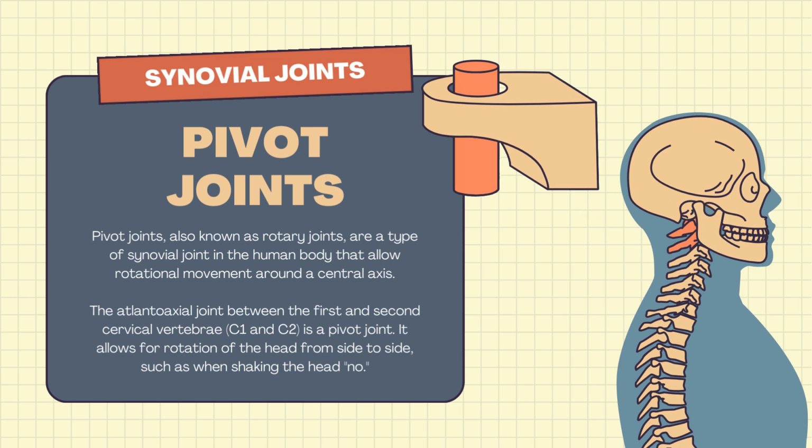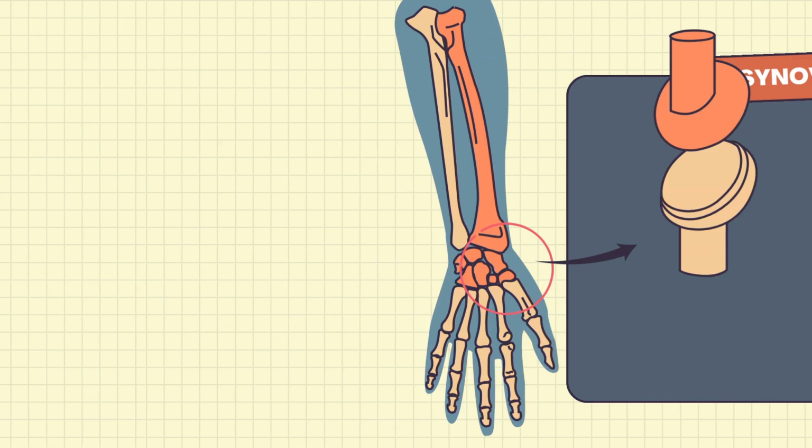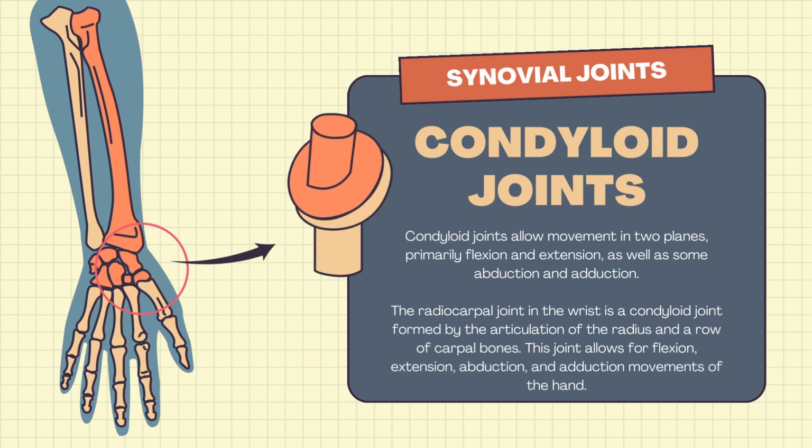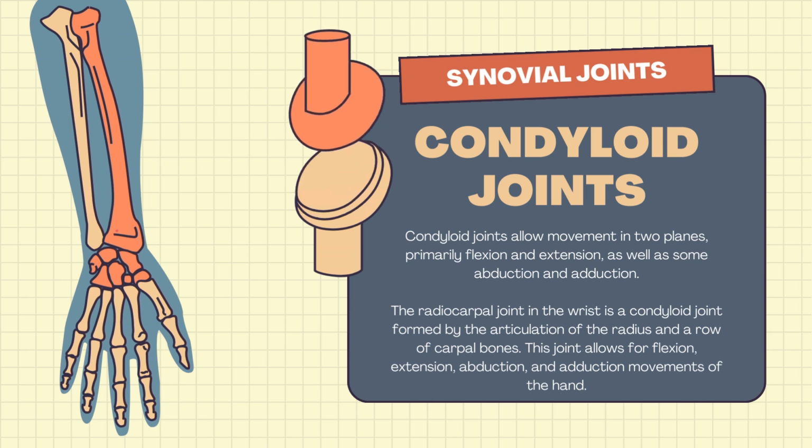The atlantoaxial joint between the first and second cervical vertebrae, C1 and C2, is a pivot joint. It allows for rotation of the head from side to side, such as when shaking the head no. Condyloid joints allow movement in two planes, primarily flexion and extension, as well as some abduction and adduction.